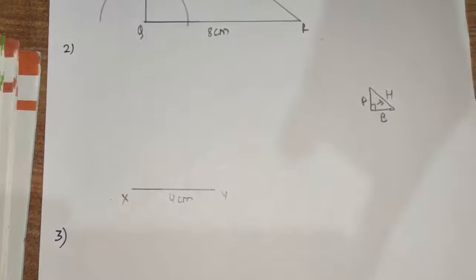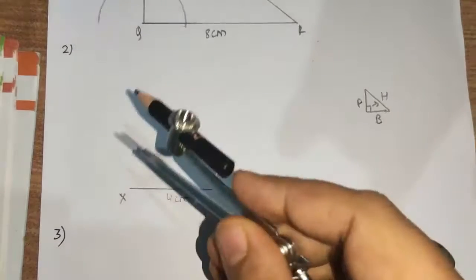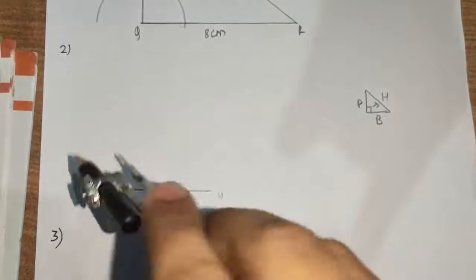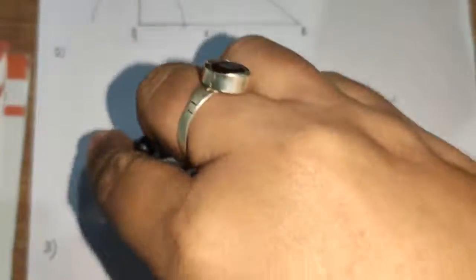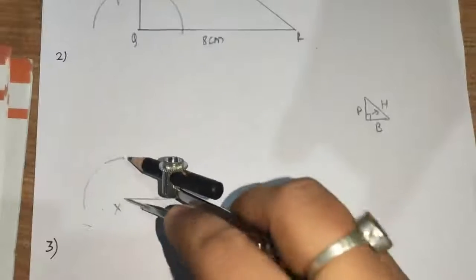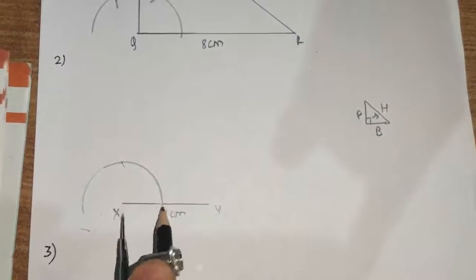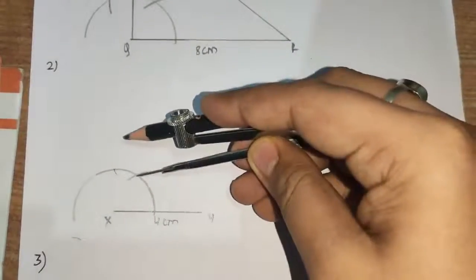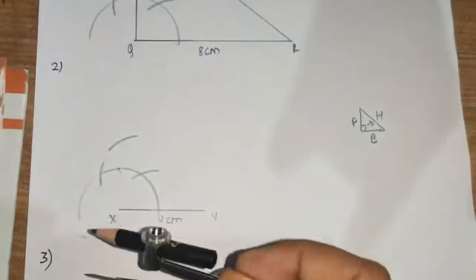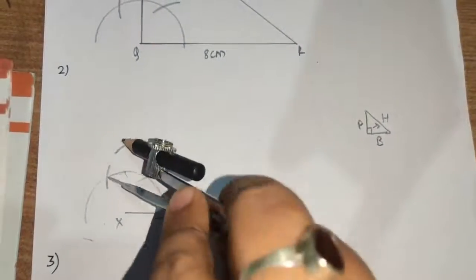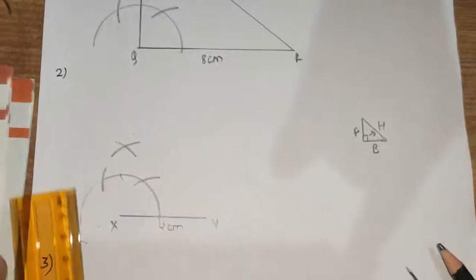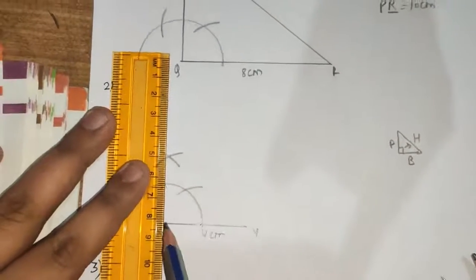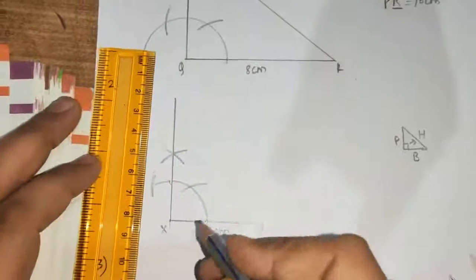After this we will draw 90 degree on the point X. Make a semicircle first and then we will draw first arc, same method as we have done in first, then second arc, then third arc and from the second arc we will make a fourth arc. And after this we will join this and this is 90 degree.